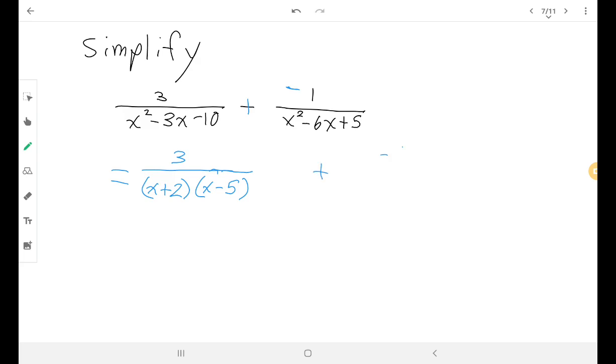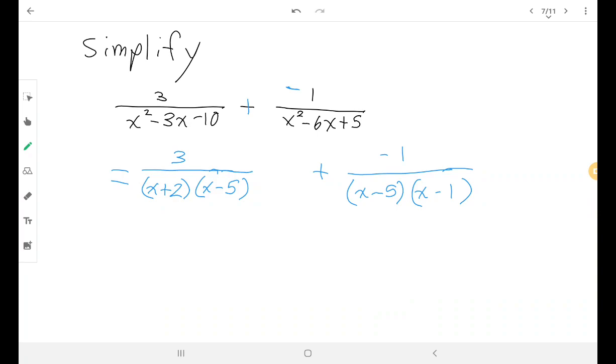And then plus negative 1 over, and now I want to factor that. So to get x squared, I'd need x times x. If there's a plus here, they're both that. So they're both x minus, and x minus. And then two things that multiply to make 5 and add to make 6 are 5 and 1. It doesn't matter where I put them.